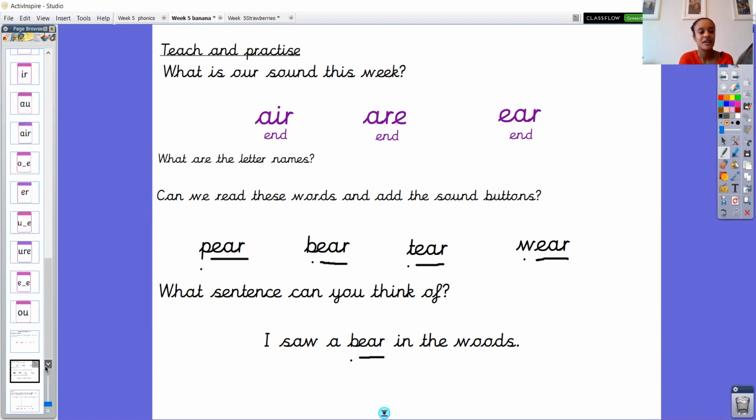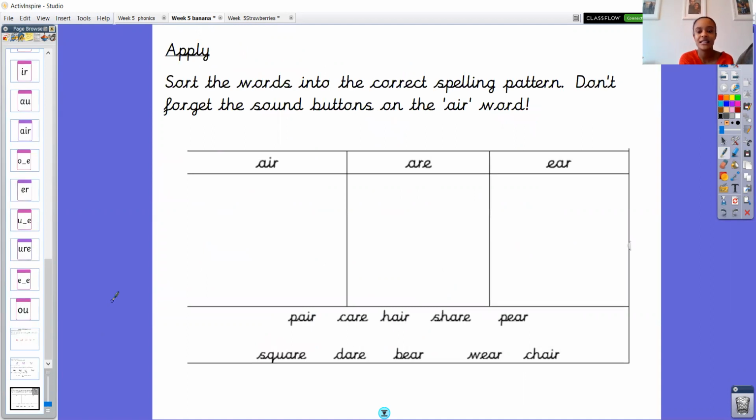Well done, Banana Group. So final job today is in the table. There are 1, 2, 3, 4, 5, 6, 7, 8, 9, 10 air words with all the different spelling patterns. And there's a table here. So this is what I would print out and put in your books normally if we were at school, but we're not. So you can make yourself a little table in your book like this. Have a little column for each sound and then read each word and can we put it in the correct column, and don't forget to put the sound buttons on the air word.